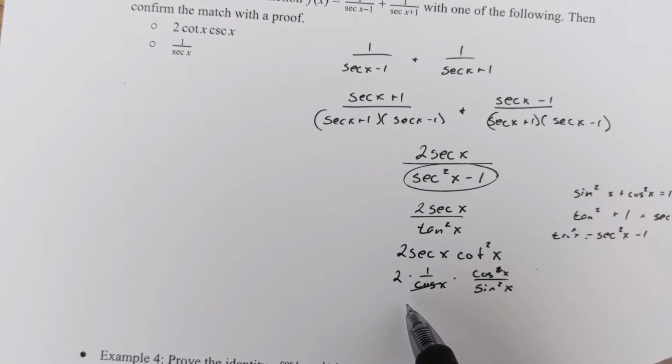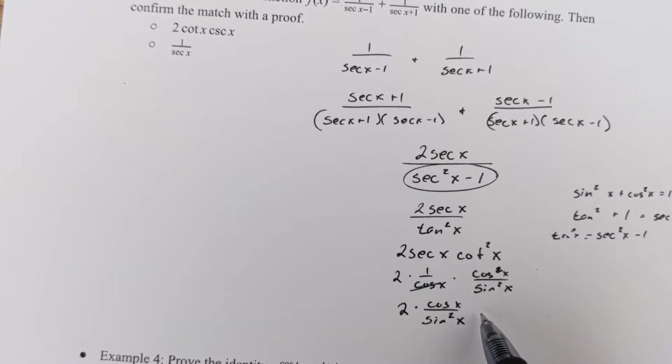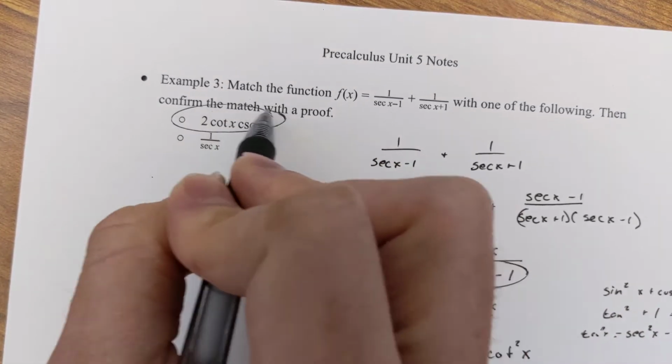So I have 2 times cosine x over the sine squared of x. So that's the same thing as 2 times cosine x over sine times 1 over sine. 2 times the cotangent times the cosecant, which looks like that one.